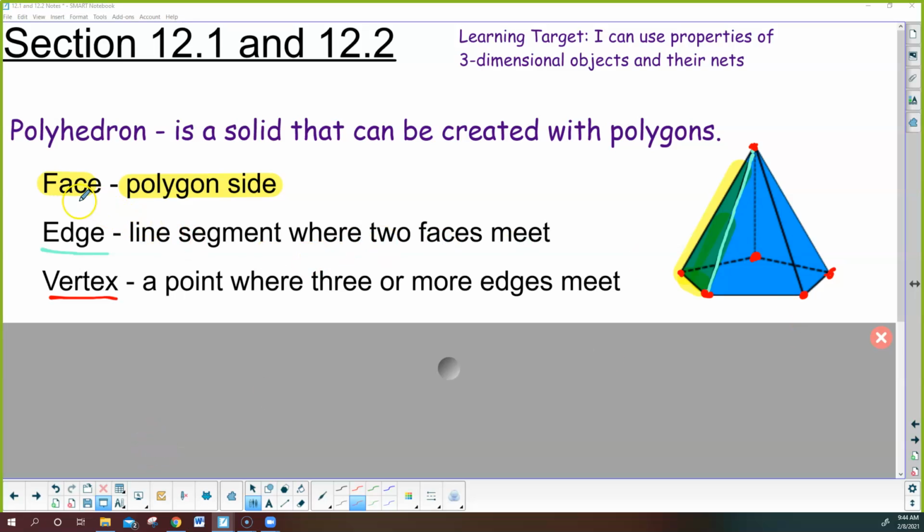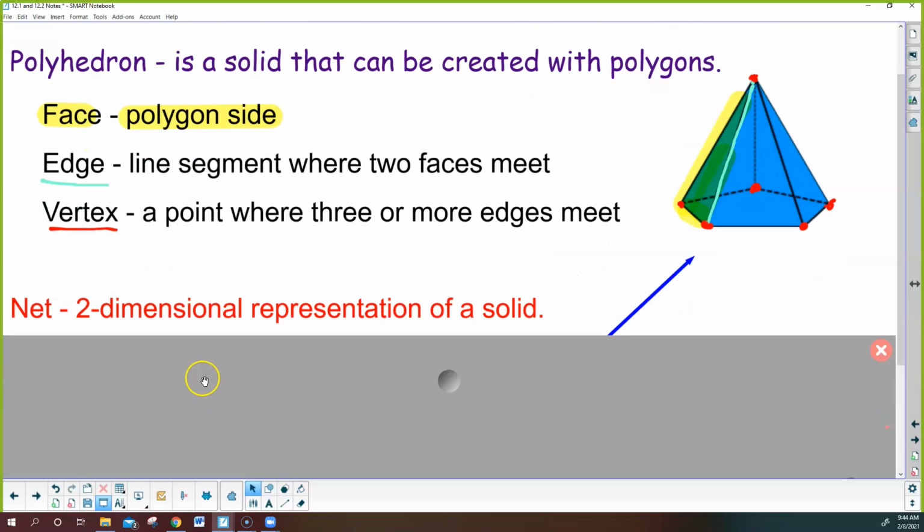Now there is a relationship. We're not going to study it, but there's something called Euler's formula, and it relates for every polyhedron, every solid that's created with polygons, there's a relation between the number of faces, edges, and vertices. And it's just a quick formula. My guess is if you looked at enough of it, you guys could come up with that formula on your own.